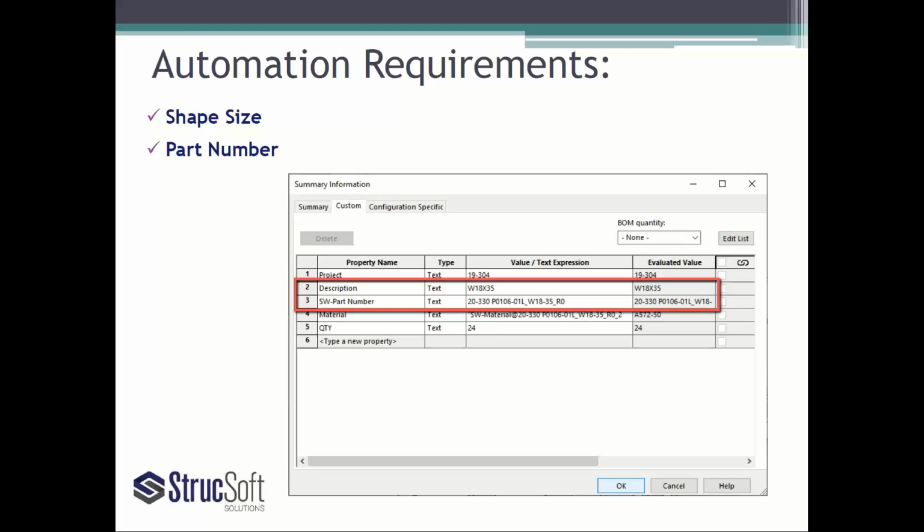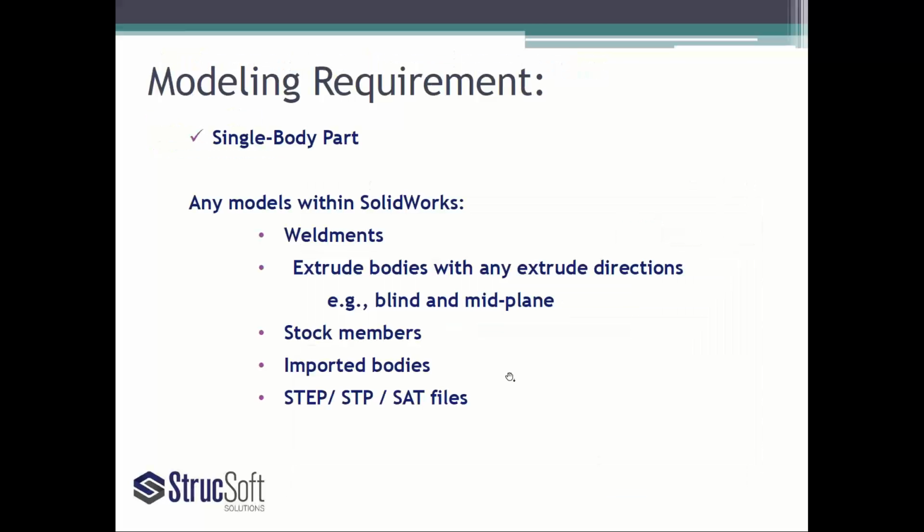Additionally, you have to give a part number. If you are working at an assembly level or a multi-body part level, we need a unique part number for each body so that we can produce an NC1 file per your part number. It will grab your part number and save it as the file name. So let's say part number 1.NC1, part number 2.NC1. That's why we need that.